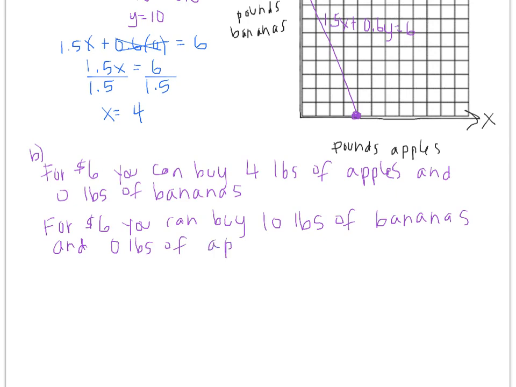Now, you can write that differently. You don't have to be so robotic in the way that you write it. You can write it in a more advanced sentence, but that's pretty much what the intercept is saying. Again, this was the intercept (4, 0), and this was the intercept (0, 10).